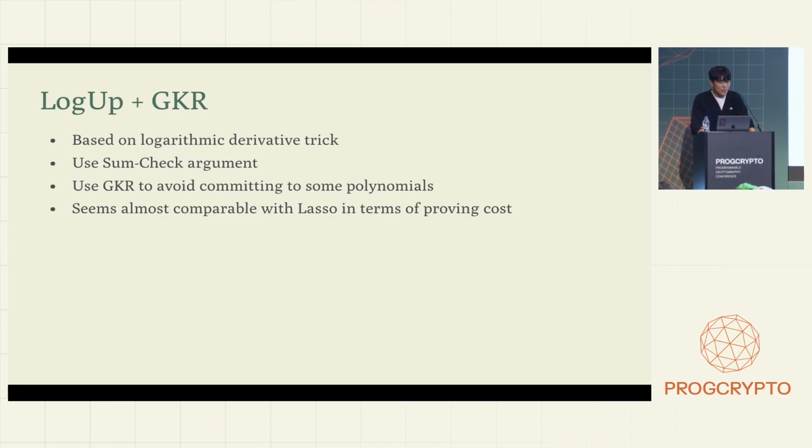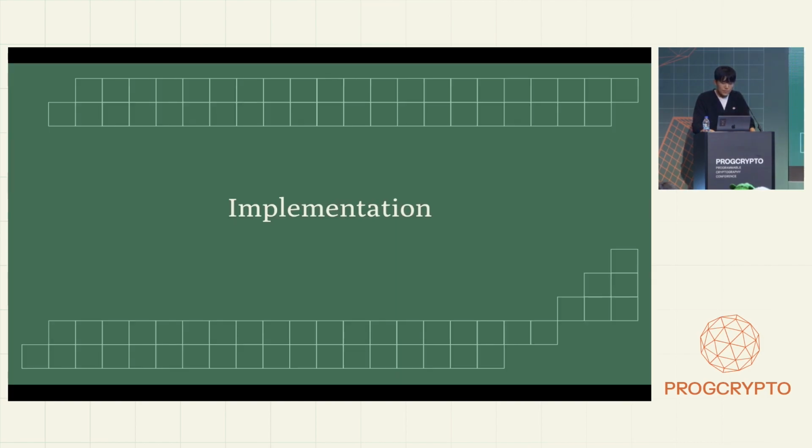And besides that, there is another scheme called Lookup plus GKR. This was based on the original lookup arguments, which are based on the logarithmic derivative trick, but it uses the GKR protocol to avoid committing to some polynomials inside the lookup scheme. This makes lookup much cheaper in terms of proving cost, and it seems almost comparable with Lasso in terms of proving cost. So we should check whether Lasso and Lookup plus GKR are really fast.